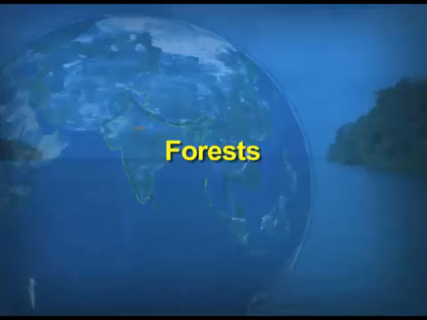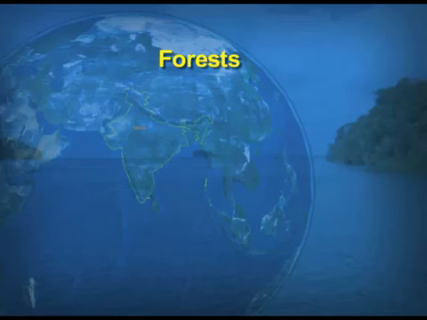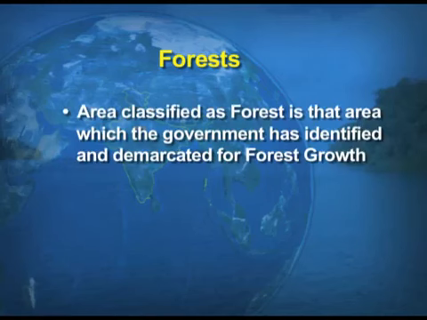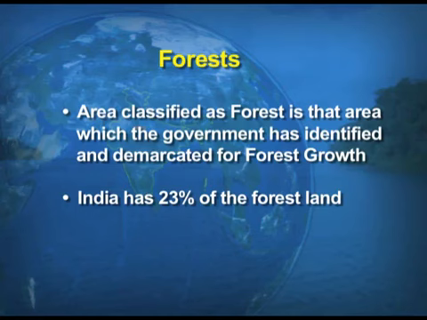So children, you must think about what can be the reason for the decrease in the percentage of land under wasteland. That means we are making all the efforts to improve the barren lands and bring that land under agriculture. So first we take up the forest land. Now what is the forest land? The area classified as forest is that area which the government has identified and demarcated for forest growth. And dear children, India has 23% of the land under forest.